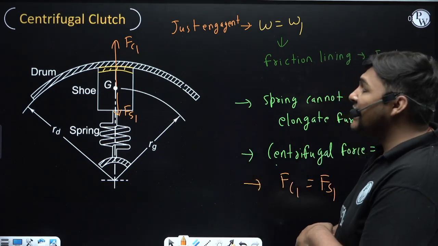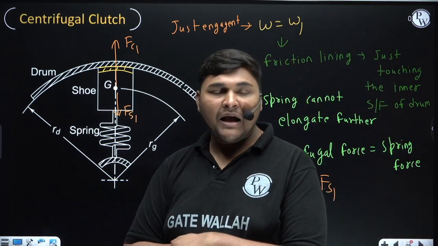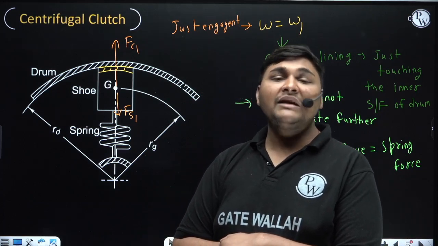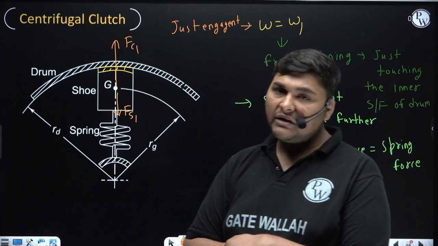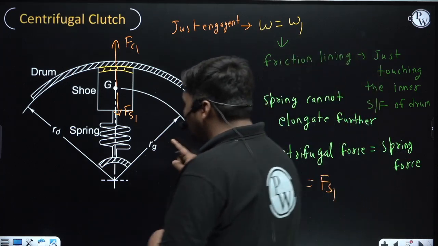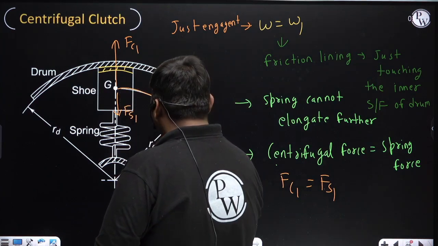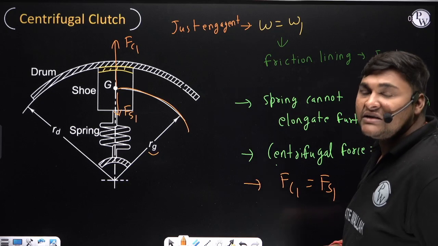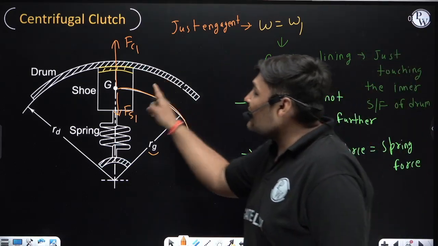Now what will be the expression of centrifugal force? Centrifugal force is m r omega square, where m is mass, and I have denoted mass of shoe as small s. Now what is r? R is the radius of center of gravity and omega is speed. So right now at this position, at just engaged position, the radius of center of gravity I am denoting as rg. So first I am writing rg. What is rg? Rg is the radius of center of gravity at engaged position.